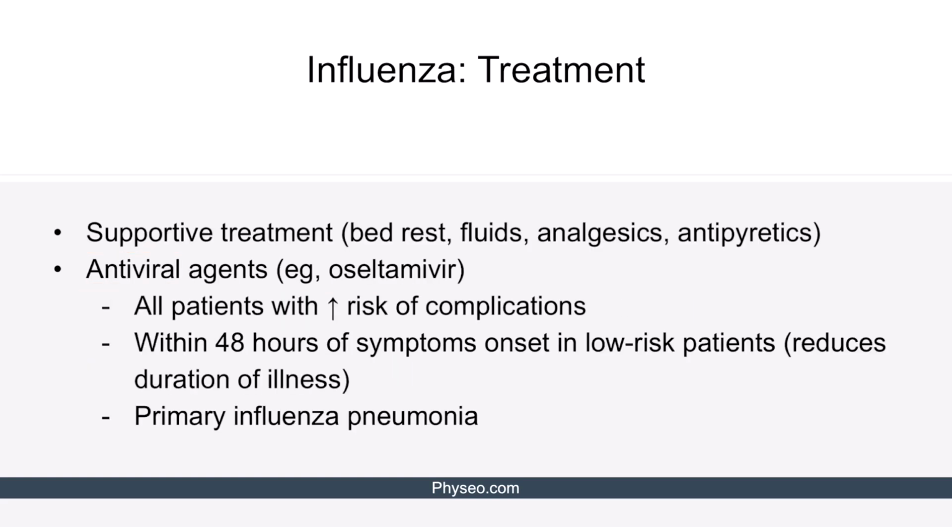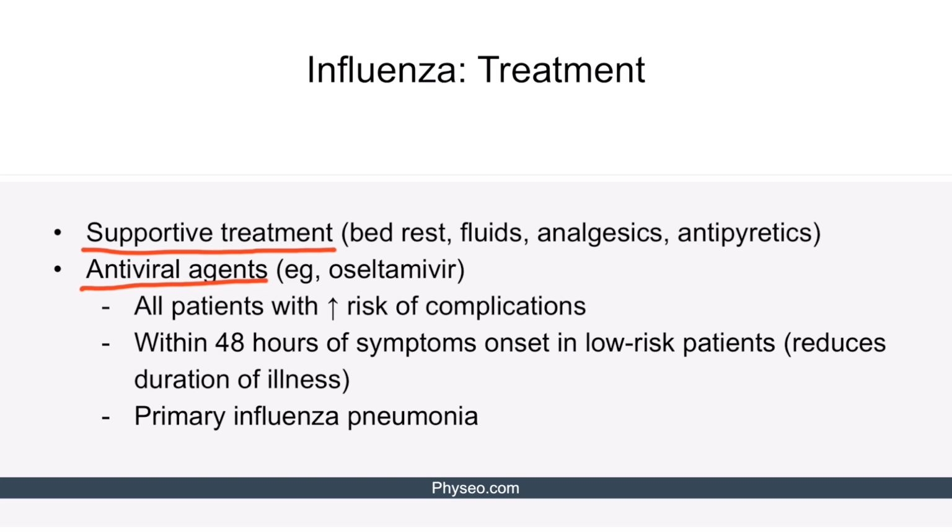Similar to other viral respiratory tract infections, the usual treatment is supportive, which includes bed rest, fluids, analgesics, and antipyretics. Antiviral agents, such as oseltamivir, are indicated in all patients with increased risk of complications, irrespective of the duration of illness. This reduces the incidence of different influenza complications in these patients.